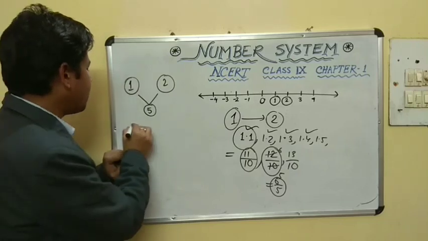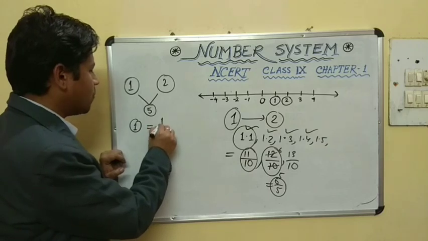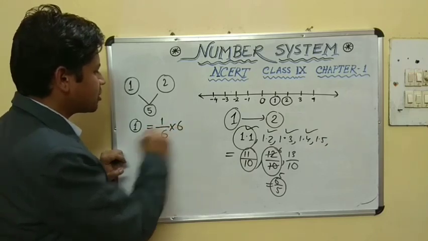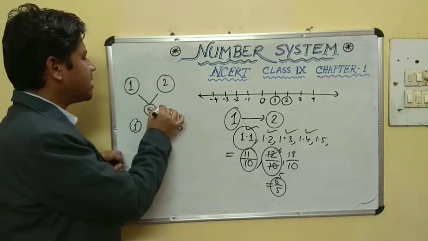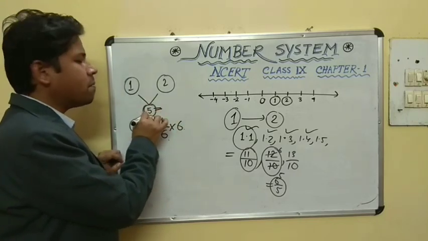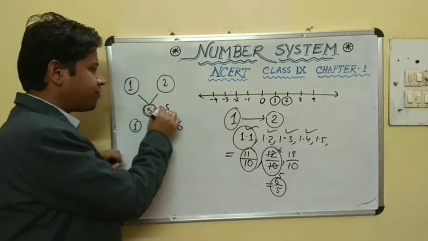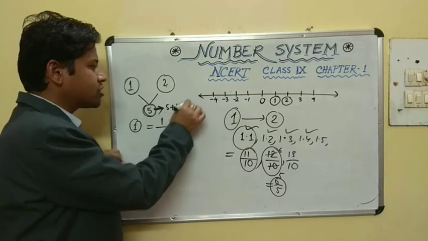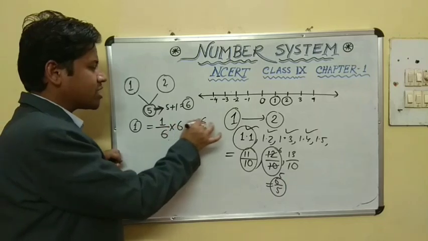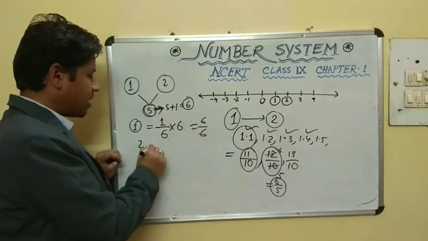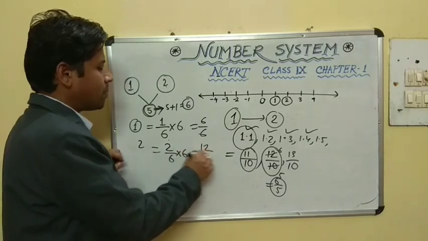Then you have to make 1 its equivalent fraction as 1 by 6 into 6. How is it possible? This 6 comes from here: as I have to find 5 numbers between 1 and 2, I have to make 5 plus 1 equals 6. So 1 by 6 into 6 equals 6 by 6. And 2 will similarly be 2 by 6 into 6, equals 2 sixes are 12 upon 6.